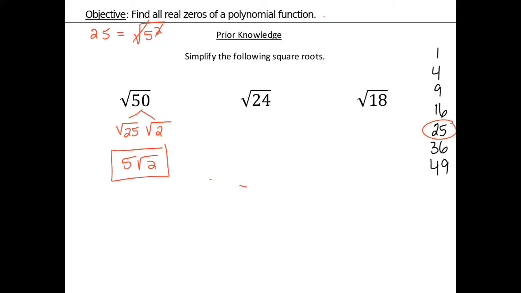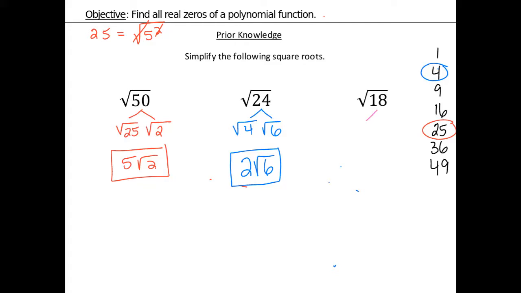So likewise, we do the root 24. The numbers that are smaller than 24 are 1, 4, 9, and 16. 16 does not go into 24, 9 does not, but I do know that 4 does. 4 goes into 24. So this is going to be the square root of 4 times the square root of 6, because 4 times 6 gives us 24. And then the square root of 4 is 2. That just becomes 2 times the square root of 6. And 6 cannot be simplified, because the only number smaller than 6 on the list here is 4. 4 does not go into 6, so that is my final answer.